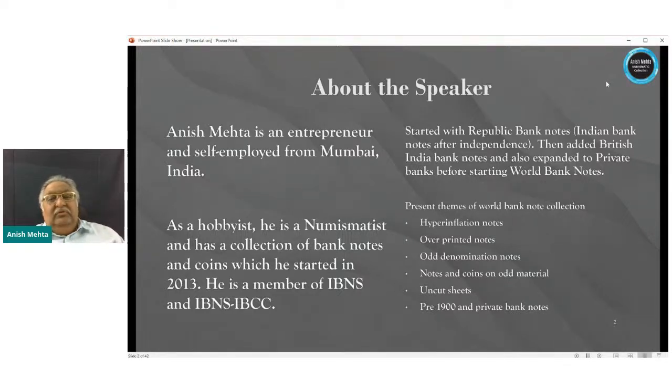Also, I collect banknotes on odd materials like silk, leather, linen. The next topic I do is uncut sheets, meaning the notes before they are cut from the sheet. They have been sold by many countries, which allows collectors like us to collect those notes. And I also do the pre-1900s and private bank notes from all around the world, which includes a lot of Indian bank notes.